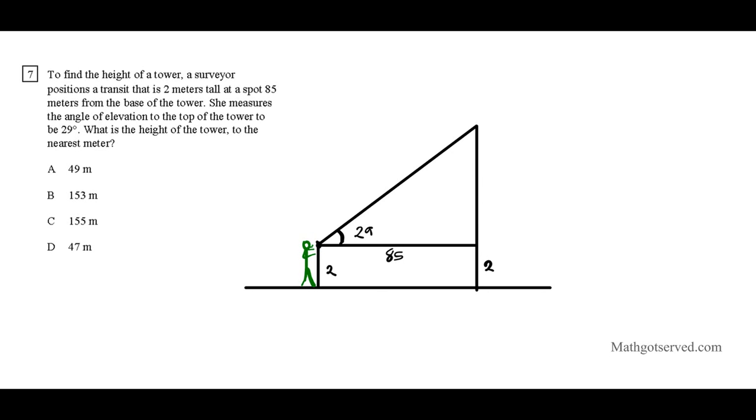So the height of the tower, we're going to find this length right here, and then we're going to add it to the height of the transit, and that will give us the height of the tower. Okay, so we want to find that length, whatever that is, plus the height of the transit, that will give us the height of the tower. Okay, so let's call this x.